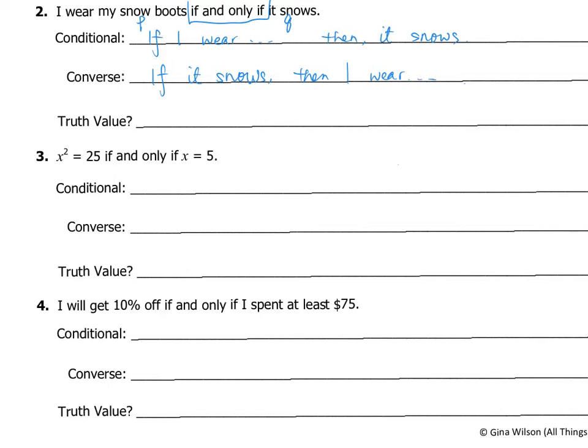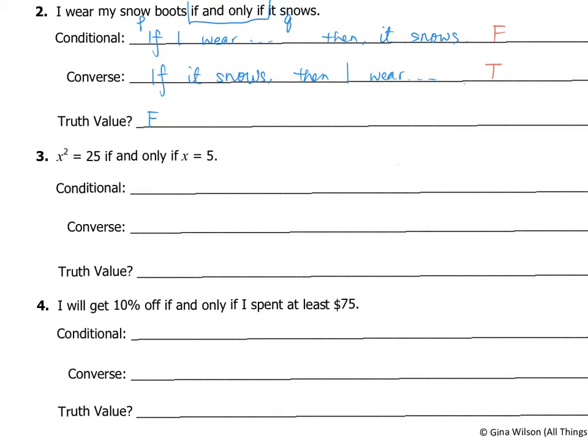And the truth value in this case is false. Why is it false? Remember, a biconditional statement has to be true when both its conditional and converse are true. So in this case, the converse is true. If it snows, then I wear my snow boots, common sense. But the opposite is not necessarily true. If I wear my snow boots, then it snows. It could be Halloween. It could be I'm trying my snow boots on. It could be that I don't have any clean shoes. I'm wearing my snow boots, or just keeping myself warm.